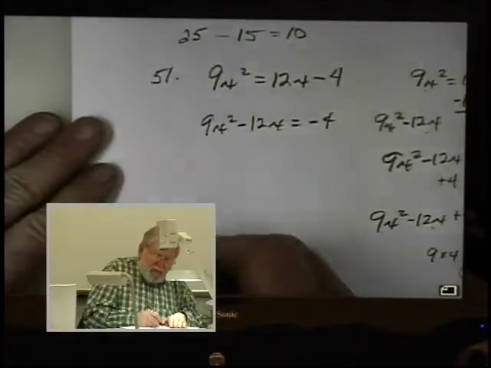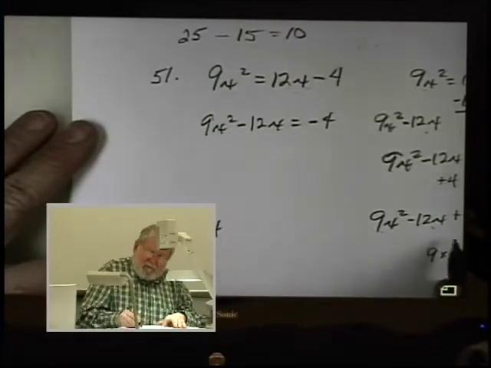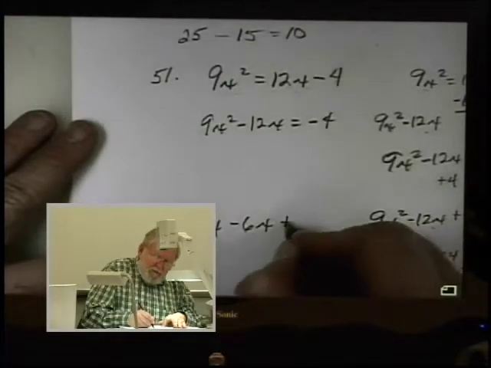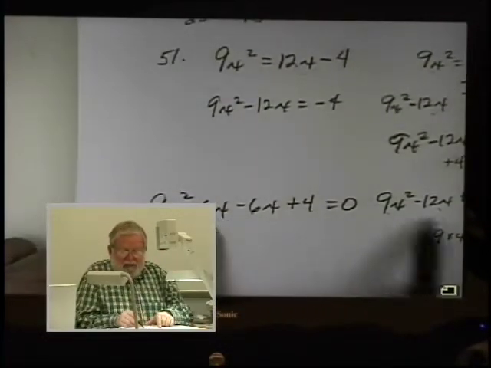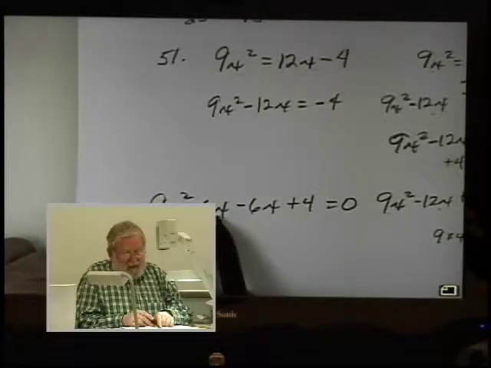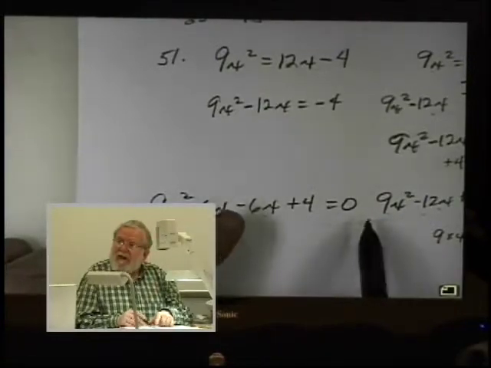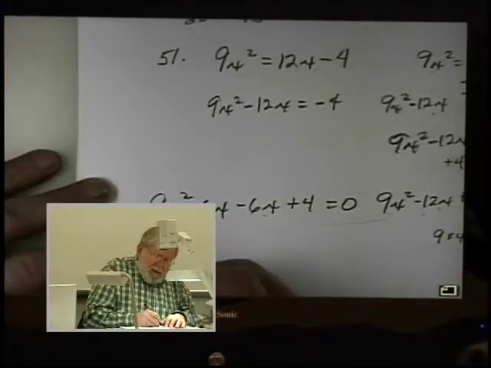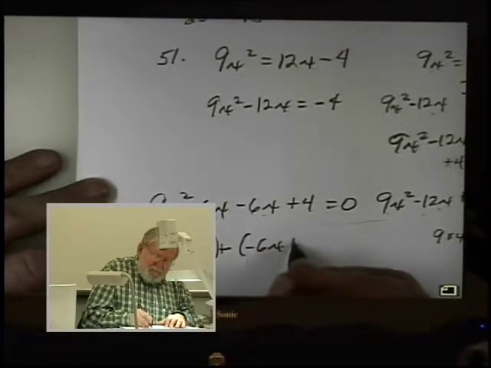So we'll have 9x squared minus 6x and a minus 6x plus 4 equals 0. I haven't changed the value of this, because if I add a minus 6x and a minus 6x, I get a minus 12x. So it's the same thing, I've just split it apart. Now I can group these. So I'm going to have 9x squared minus 6x, and we'll group that, plus a minus 6x plus 4.